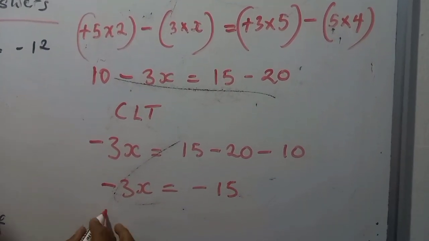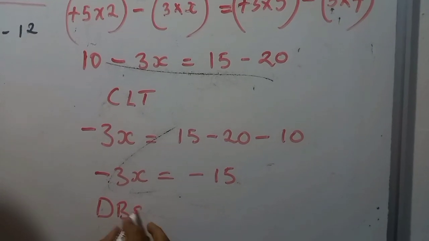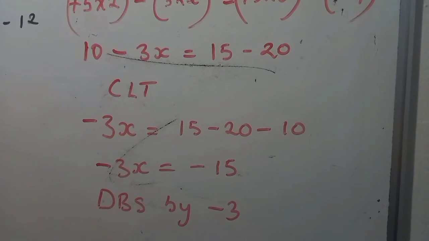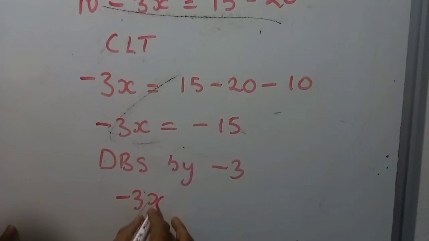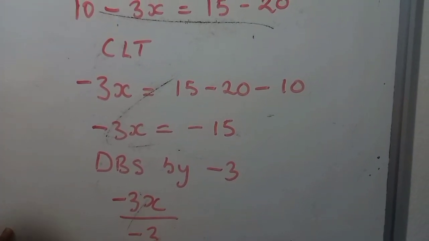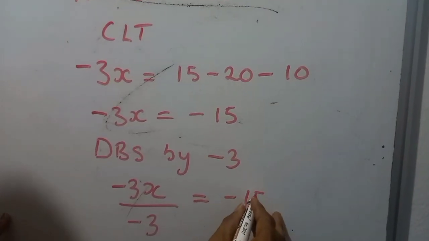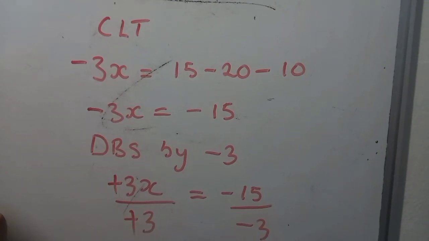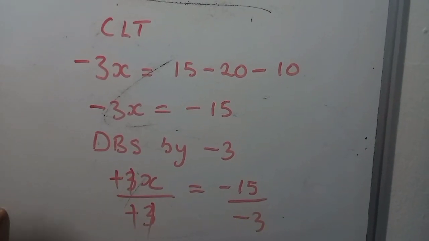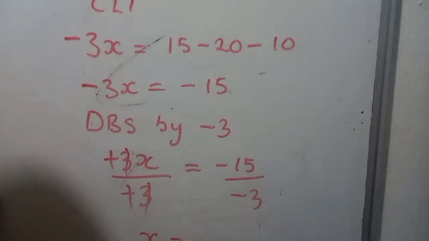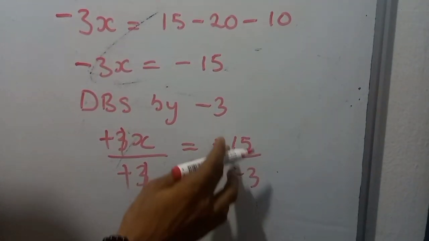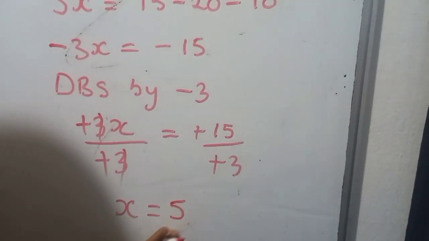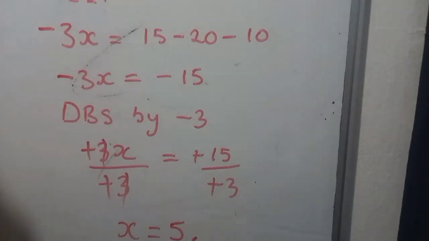Divide both sides by minus 3, because this is how we find x. So we have minus 3x over minus 3 equals minus 15 divided by minus 3. Minus divided by minus is positive, and 3 divided by 3 is gone. We have x equals, minus divided by minus is positive, 15 divided by 3 is 5. So our answer is 5. Okay, so this is the solving.